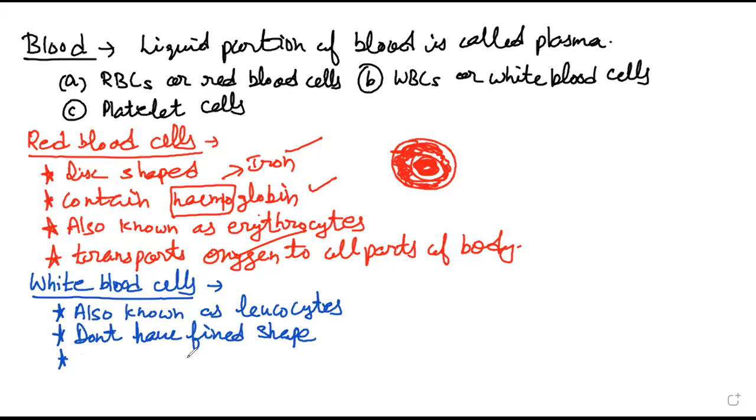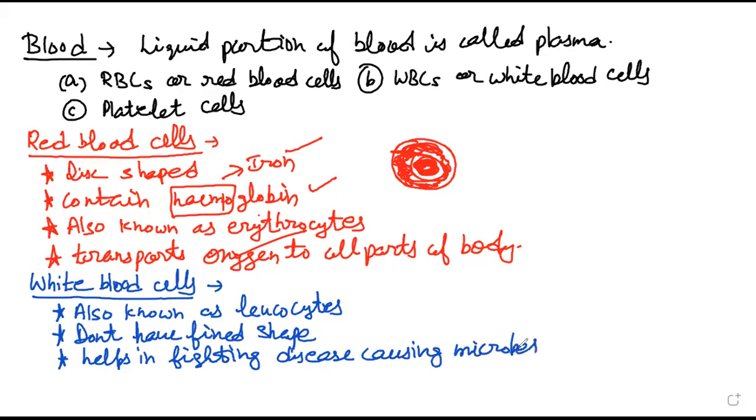The number of leukocytes increases when we contract an infection, right? So they help in fighting disease-causing microbes. When microbes enter the body, WBC increase in number and fight them. That's why they are also known as soldiers of the body, right? RBC, WBC.